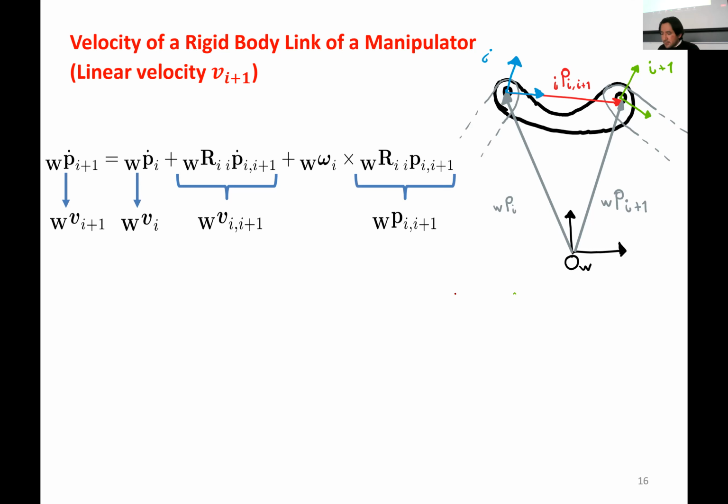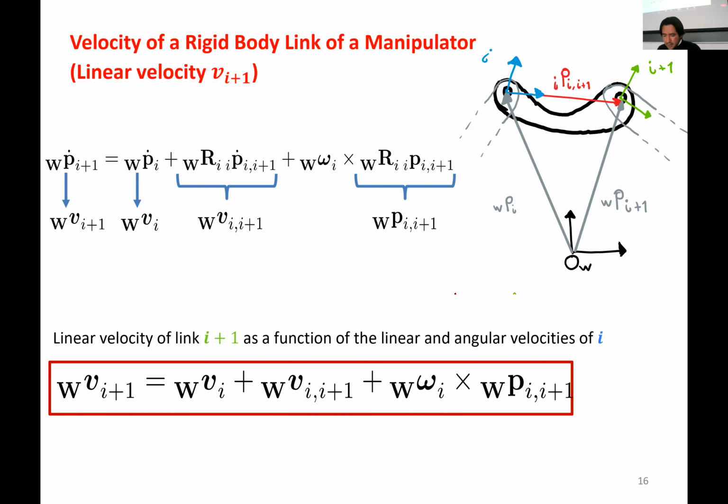And this one as well, very similarly, but for position: it's the position from link I to link I plus 1 expressed in the world frame, because we are pre-multiplying by the rotation matrix. Okay? So we get to this expression if we replace what we saw in the previous step, and we can get the linear velocity of link I plus 1 as a function of the linear and angular velocities of link I, which is the objective that we have today. So we get this compact expression.